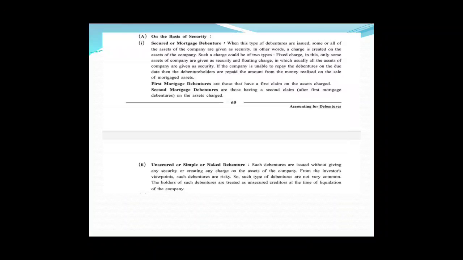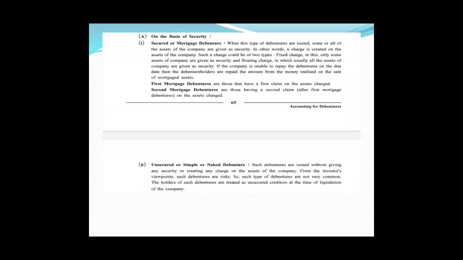security. On the basis of security, debentures are of two types: secured debentures and unsecured debentures. Secured debentures, other name is mortgage debentures. Unsecured debentures, other name is simple debentures or naked debenture. Let us talk about the secured debentures or mortgage debenture.